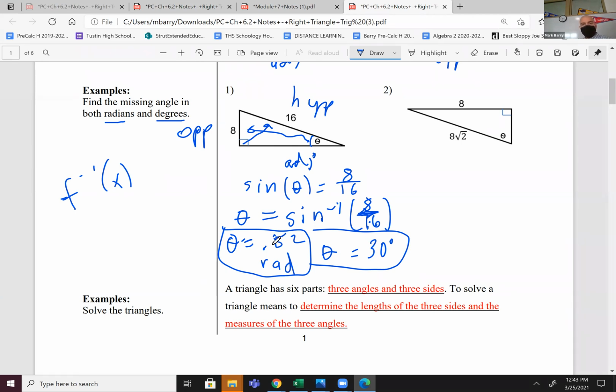All right. We're gonna go ahead and skip number 2. It's kind of the same thing. It's another sine inverse. If you'd like to do that on your own, then feel free. But I'm gonna go ahead and move on here since it's a little bit redundant, okay?